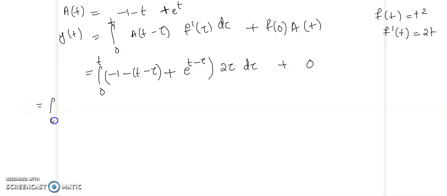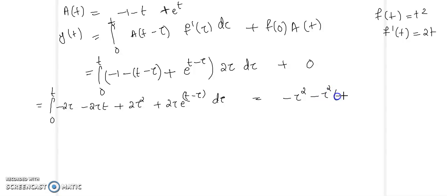So we will get integral 0 to t minus 2 tau minus 2 tau t plus 2 tau square plus 2 tau e raised to t minus tau d tau. So upon integrating, you will get minus tau square minus tau square t plus 2 tau cube by 3 plus 2 e raised to t is common, constant with respect to tau.